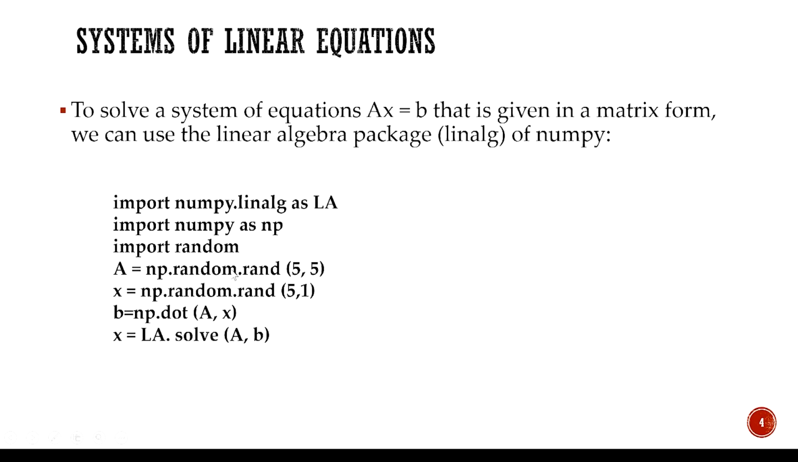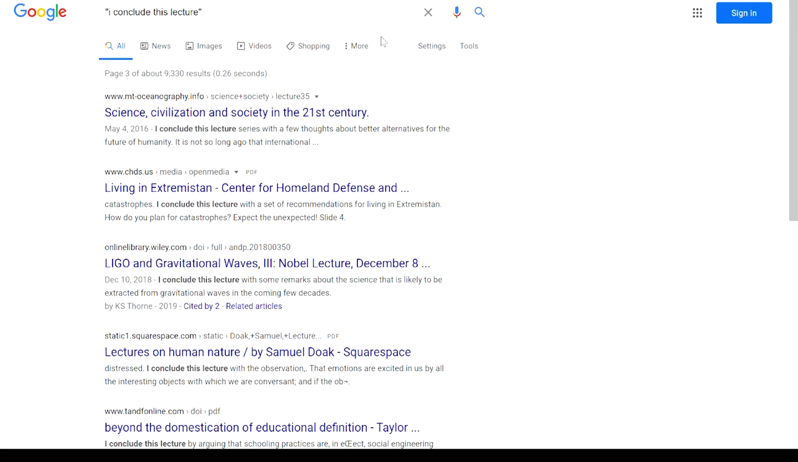First, we generate 2 matrices. The first one is a random number between 0 and 1, and the size is 5 by 5, 5 rows, 5 columns. The other one is a vector with 5 rows and 1 column. We apply the dot method, we multiply these 2 matrices, and then that becomes the B vector. If we apply the solve method under linear algebra, then we can find the variables for the system of equations. So let's try to implement this in a notebook so you can see what the results look like.